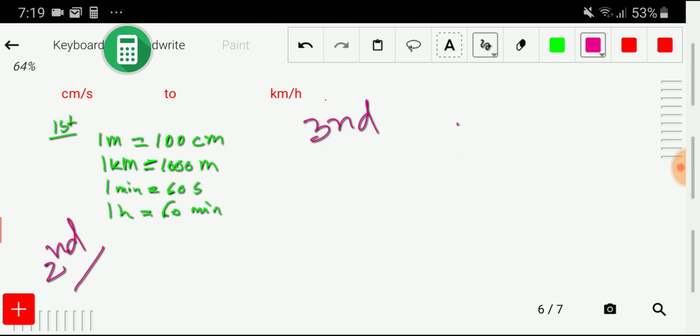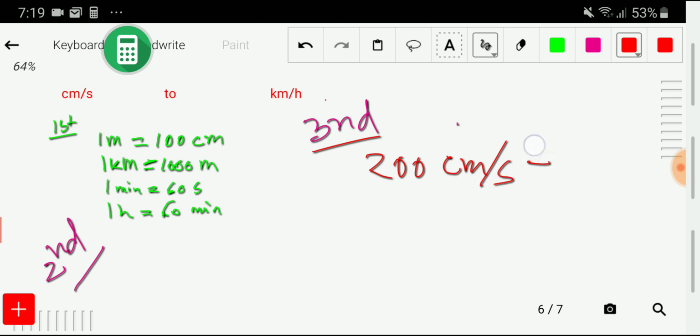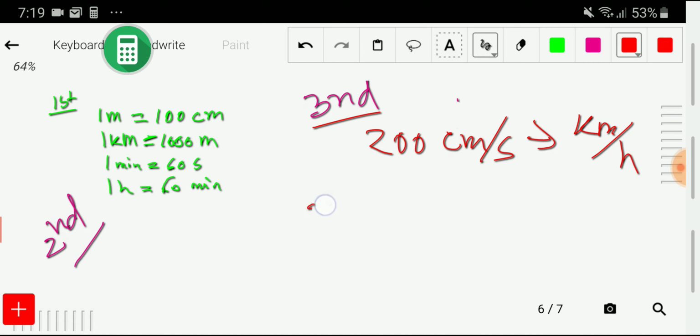Okay, in the third step, I will write the problem. Let's say we would like to convert 200 centimeter per second to kilometer per hour, right? So I can just rewrite 200 times centimeter divided by s, right, times 1.